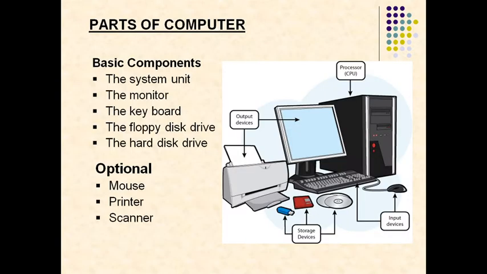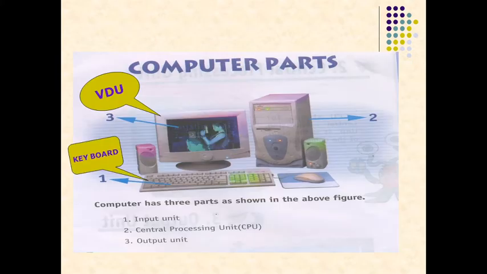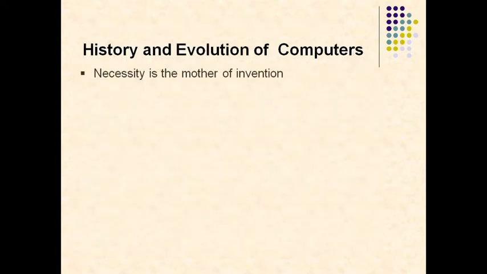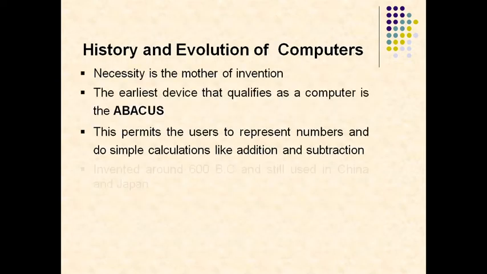The basic components of computers are the system unit, the monitor, the keyboard, the floppy disk drive, the hard disk drive, mouse, printer, scanner. Other than these basic parts you have the CPU box, modem, CD-ROM drive, speakers. Okay students, now let us come to the next topic, history and evolution of computers.